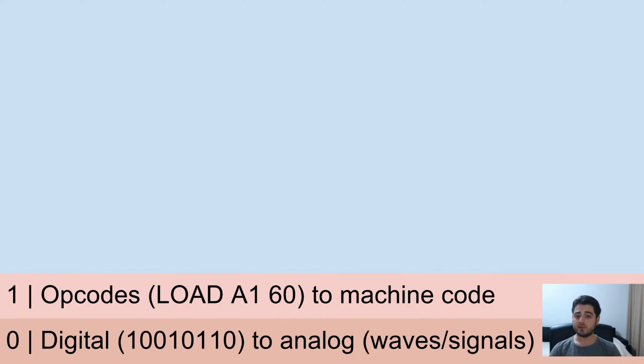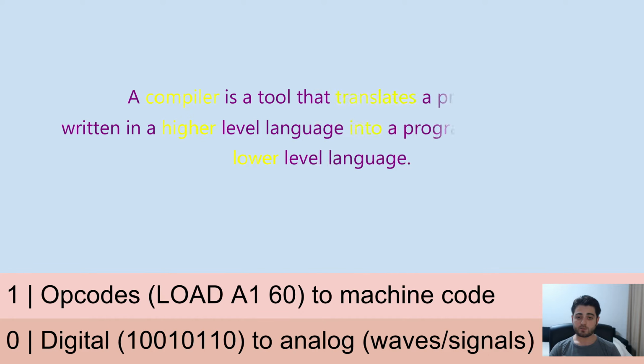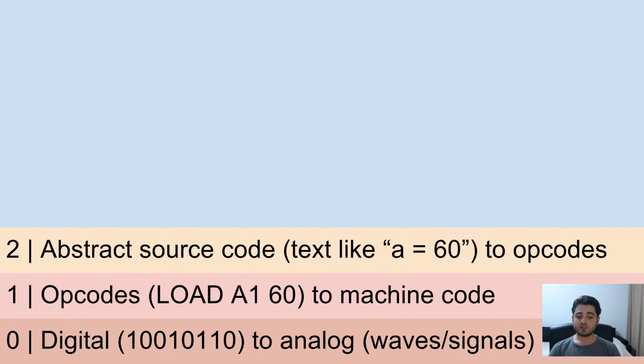So we created a program called a compiler, and the name doesn't mean anything. I actually have no idea why we picked that name, but what a compiler was doing, it was taking a language that was even higher, a completely abstract language, and converting it into assembly code. So we had abstract source code like a equals 60, and it would convert it to opcodes, right?